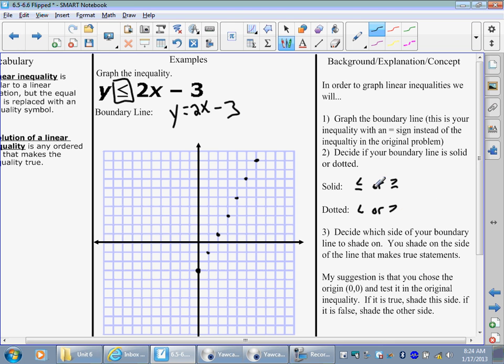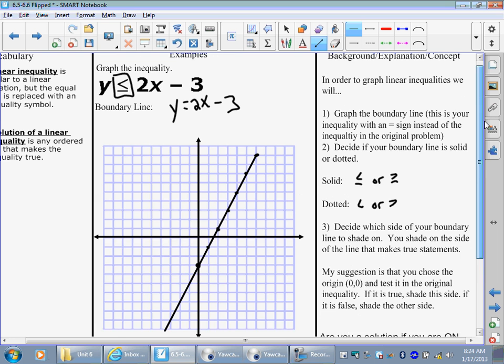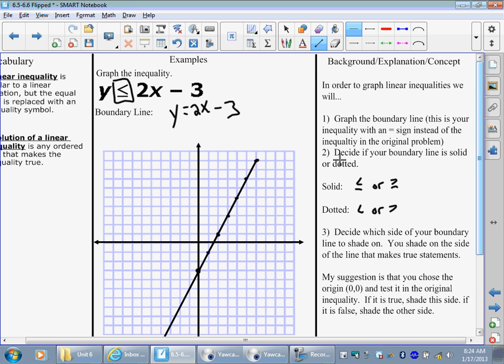So the key here is if it has an equal to part of it, then it's going to be solid. So in this case, it does have an equal to part of it. Our line is going to be solid. So if I graph that line there, right there. All right, so I've done part one. I've gotten my boundary line on it. I've decided if it's solid or dotted, and I've graphed it.